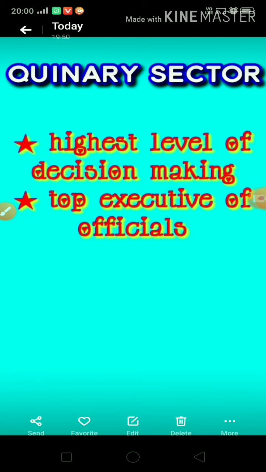Next is the quinary sector. The topmost level of services, which involves decision making, would be part of the quinary sector, and this predominantly includes the top executives and top officials. So these are the five sectors that we talked about. Under NCERT we have classified these under only three sectors.